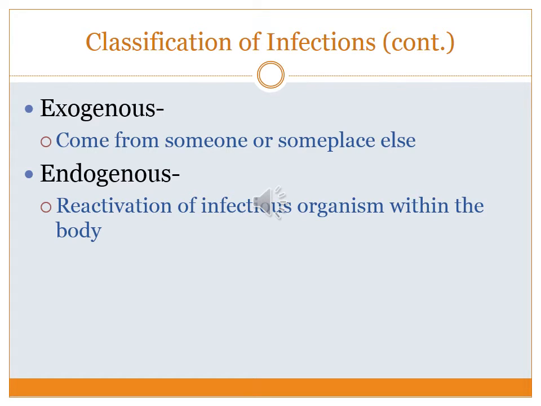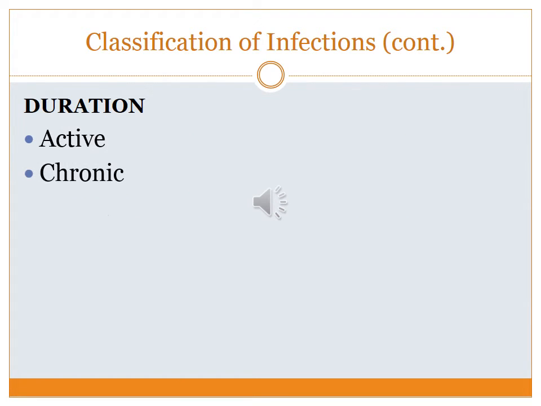We have exogenous and endogenous. The exo comes from someone or someplace else, and the endo is a reactivation of an infectious organism which is within the body. So exogenous could be like salmonella, common cold, where endogenous could be tuberculosis or shingles. Your infections, the duration, it could be active, chronic, or latent. Rapid onset, short duration, it's kind of like the common cold. You could have a slow development, long duration, which would be like your osteomyelitis. And then you have the disease present but without symptoms, so you're talking your HIV and AIDS.